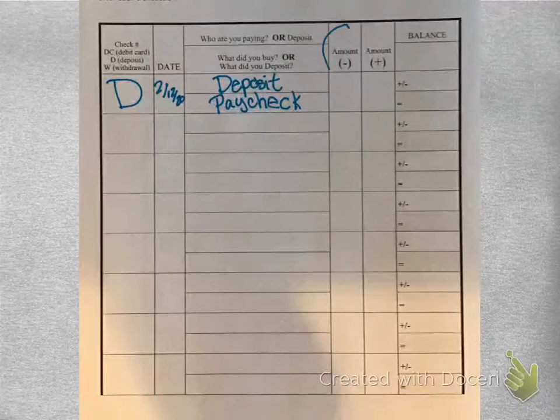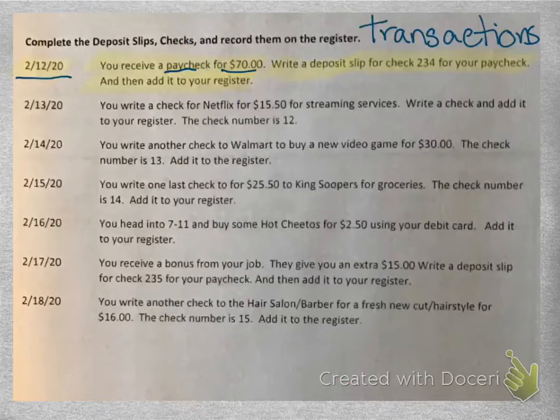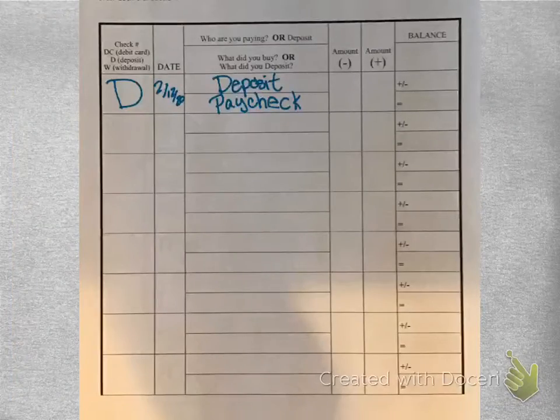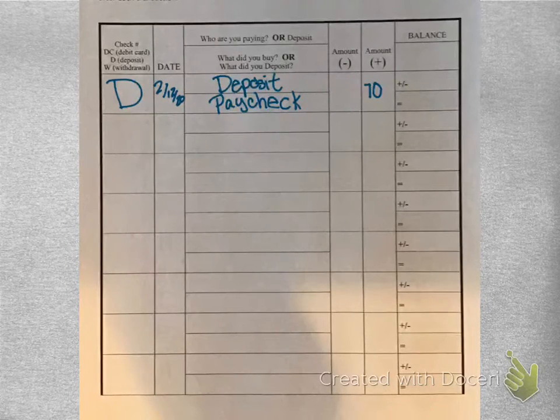Now over here we have 2 columns. We're only going to choose one of these each transaction. We have an amount taken away, or we have an amount added into our bank account. We decide, depending on what type of transaction it is, which column we're going to fill in. This is a deposit, so that means I'm going to add this amount of money. The amount of money from this deposit was $70. So I'm going to put $70 right here. I'm going to put the 70 regular sized.